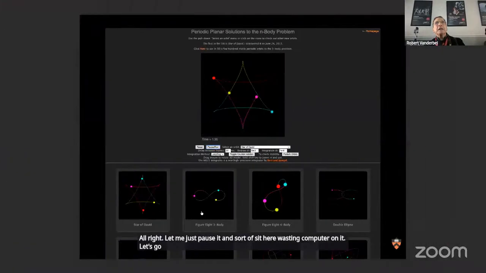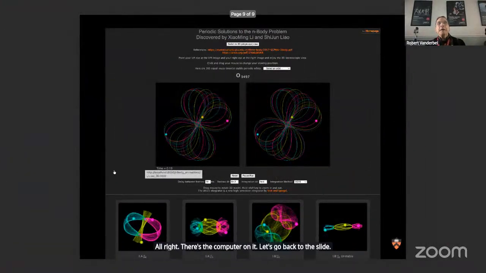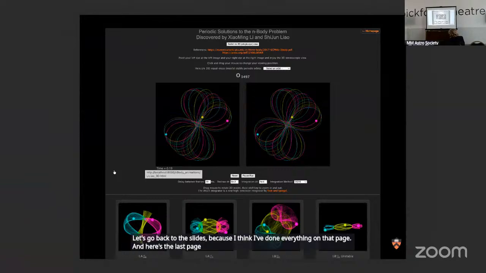Let's go back to the slides because I think I've done everything on that page. And here's the last page. And what time am I supposed to end?